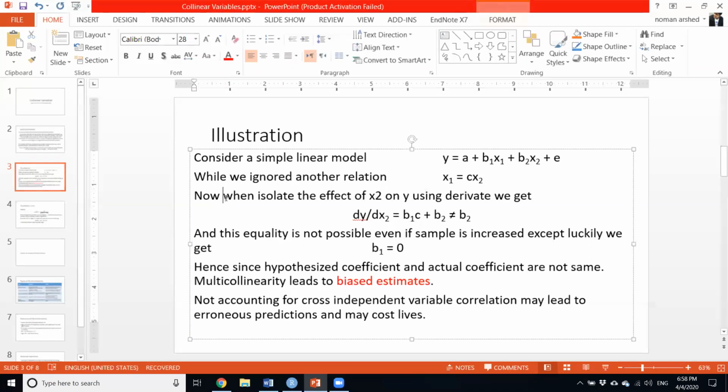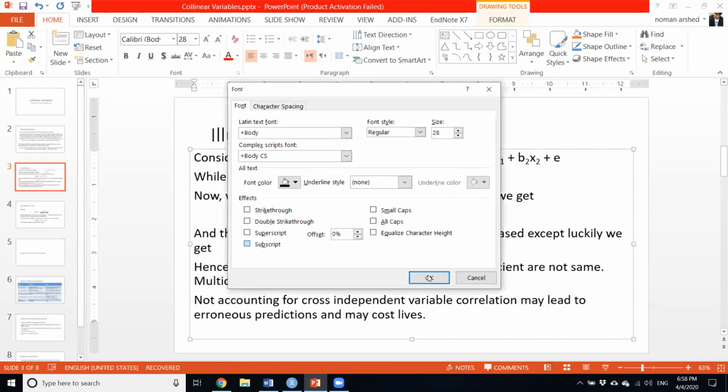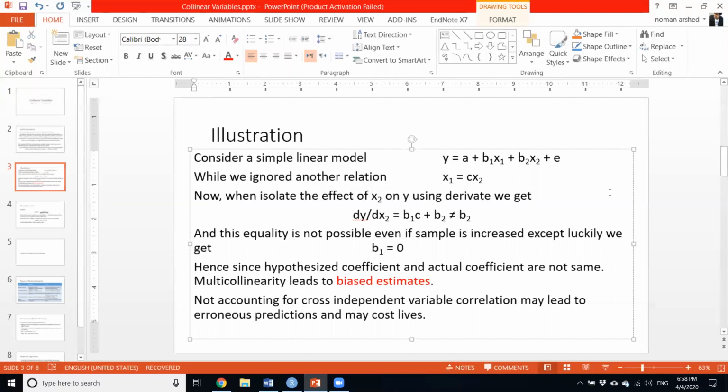Now if you want to isolate the effect of x2 on y, we need to calculate the derivative. The derivative of y with respect to change in x2 will be b1c plus b2. How do we know that it is b1c? Because when we put c x2 here, it becomes b1c x2 here. So when we take the derivative, x2 is here and x2 is here.